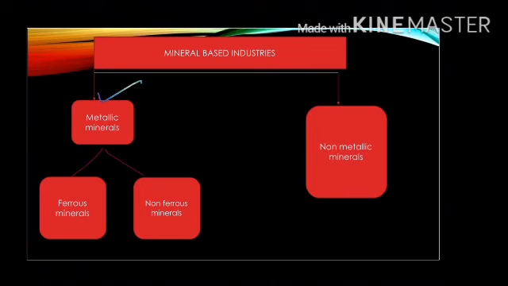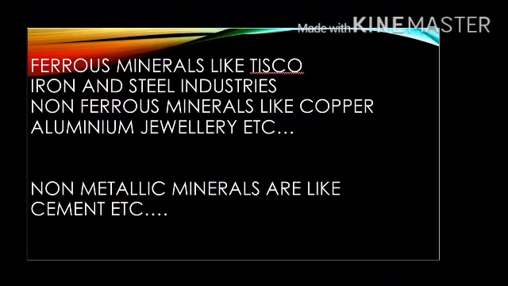First let's talk about metallic minerals. Metallic minerals, ferrous minerals and non-ferrous minerals. Ferrous minerals like iron type industries like Tisco, Tata Iron and Steel Industry. Non-ferrous metallic minerals like copper industry, aluminium industry, jewelry industry, etc. Now we'll talk about non-metallic type of minerals. Non-metallic minerals are like cement industry, pottery industry, etc.